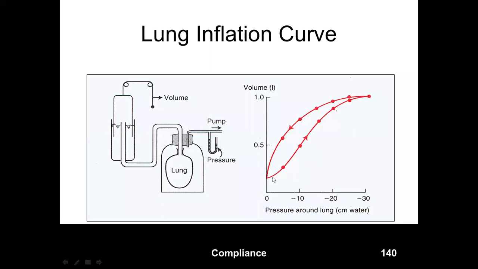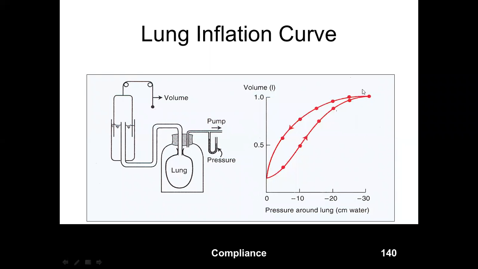At the start, the gradient is not fantastic. At the end, the gradient is poor. But somewhere in the middle, we have the highest gradient. So during inflation of the lungs, during inspiration, you have the best inflation, the best compliance, the best distensibility in the mid segment of inspiration. The same thing can be said about expiration. So compliance is least towards the end of inspiration.